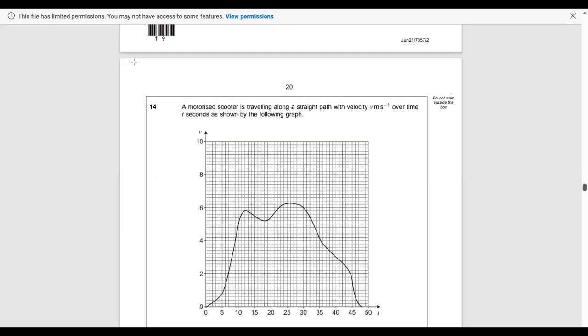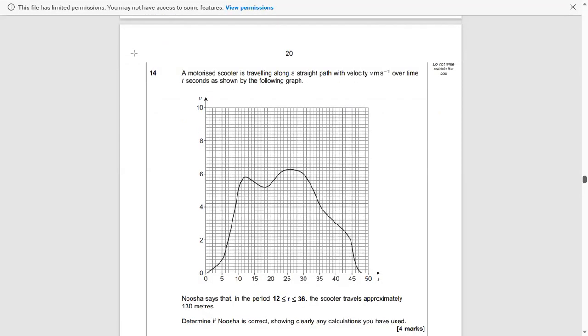Hello, so in today's video, we're going to answer question 14 from the 2021 Paper 2 A-Level Maths exam. So this is the mechanics section of the AQA exam. And it's this question here, question 14.